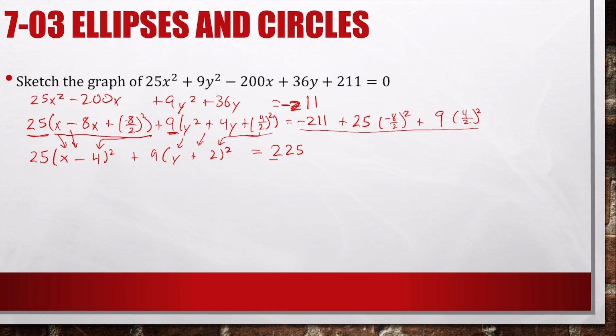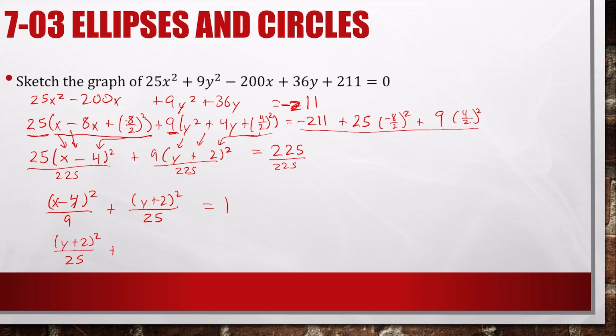Well, let's get it in standard form, so let's divide everything by 225. 25 over 225 reduces to 1 over 9. And 9 over 25 for the y's reduces to 1 over 25. Oh, but we need to put it in order, so the one with the highest denominator goes first.